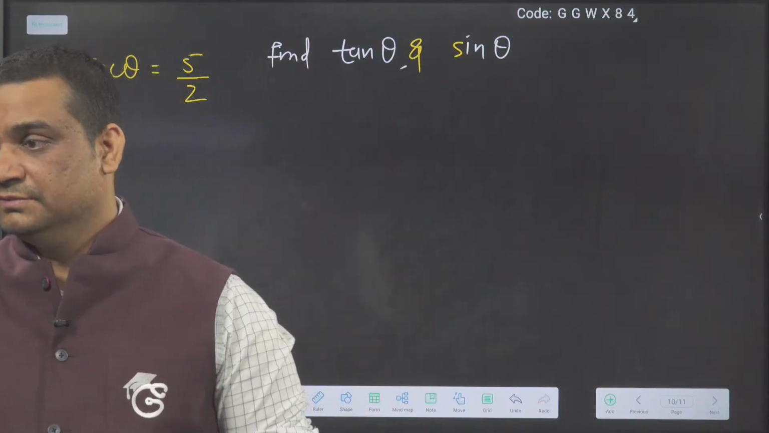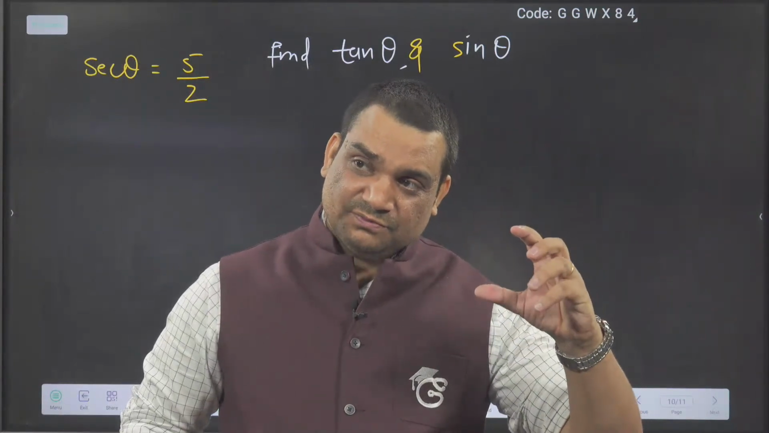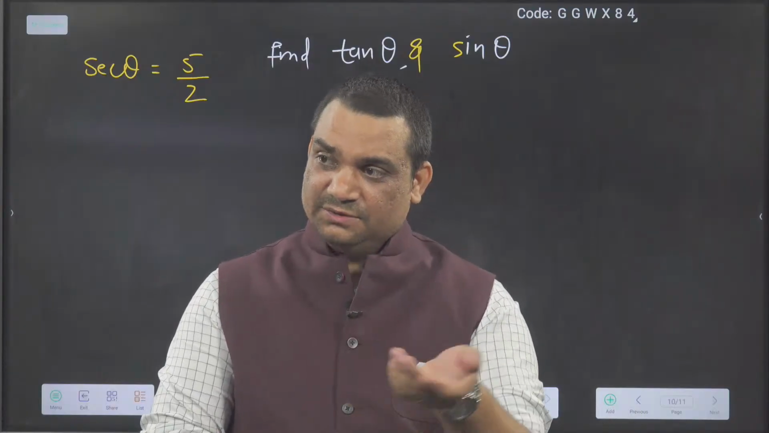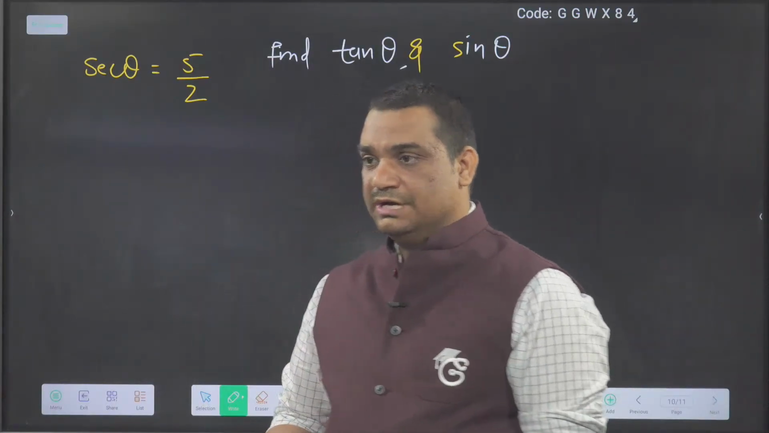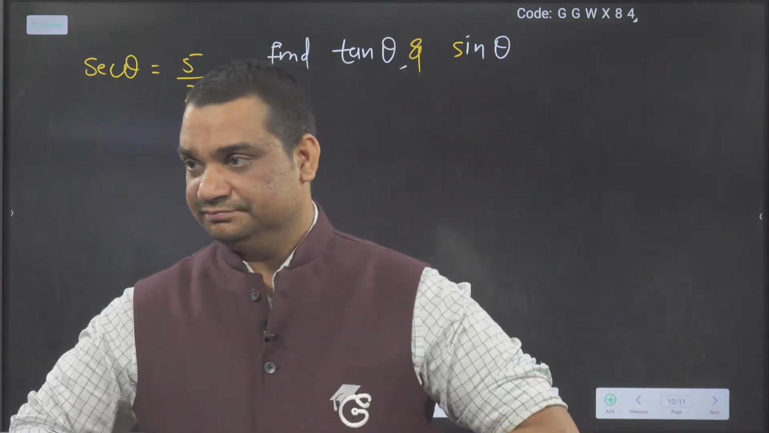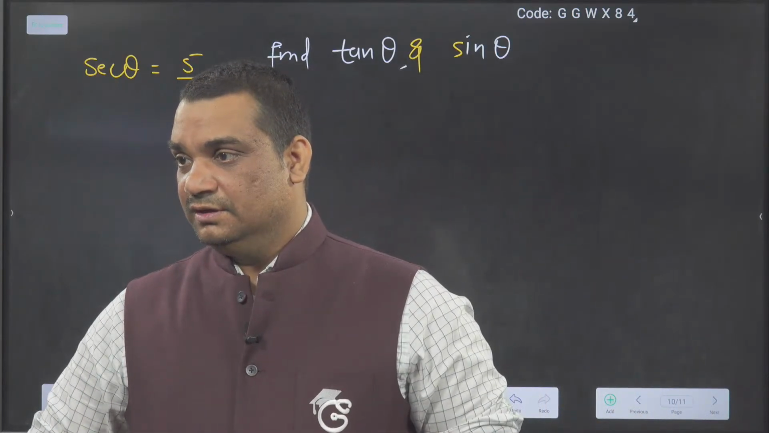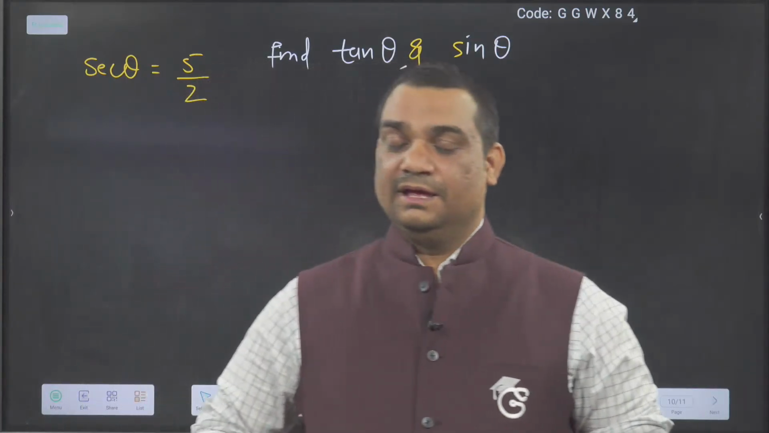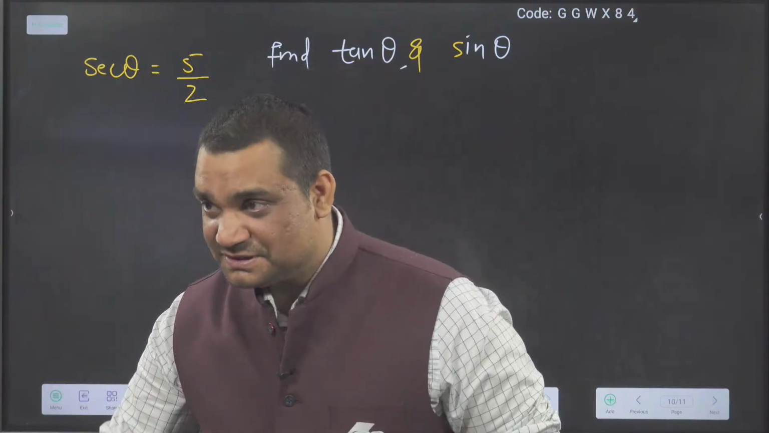Yes, fast. Sec is given, and if sec is given, first of all you will convert it into cos, and then the answer is root 21 by 2, says Alexander. Root 21 by 5 for sine. Those who ask another question, you people have to answer first.